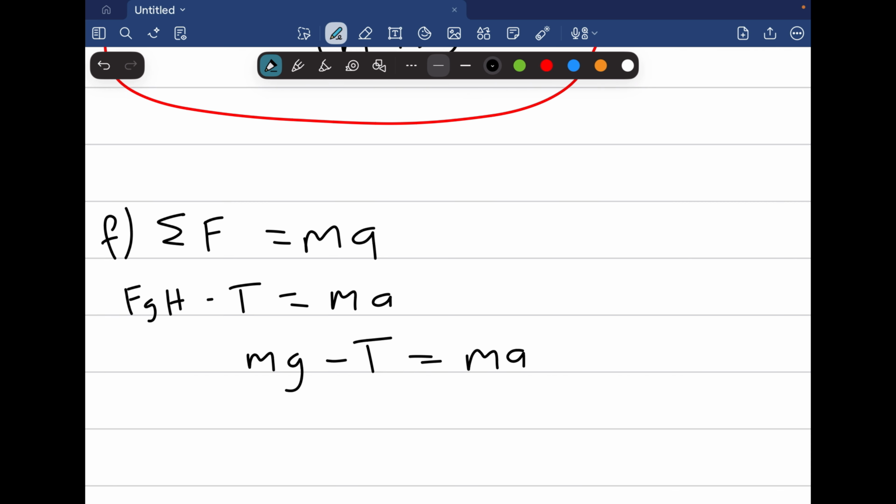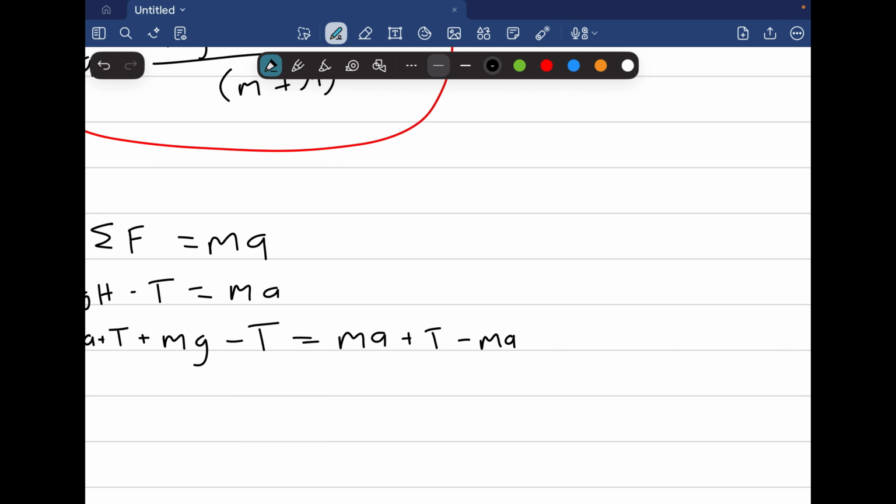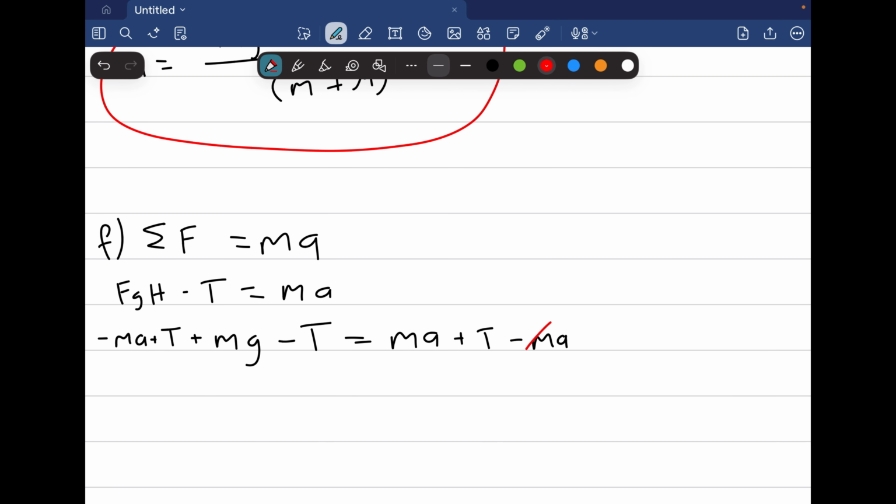And now I will isolate for T. So plus T on both sides, and then minus ma. Then minus ma, right. So these two cancel out. And this 2T cancel out.